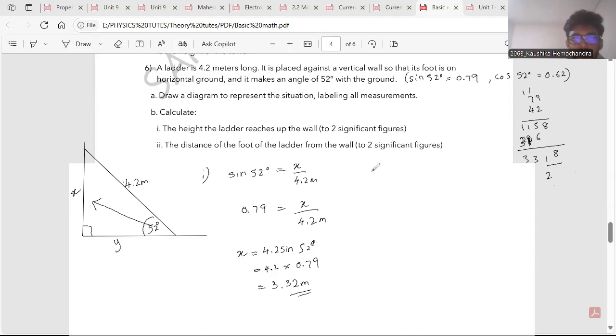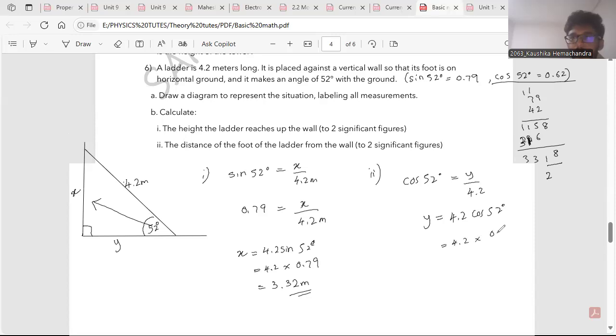Right? Then for y, you can straight away write y is adjacent over. You can take either hypotenuse or tan theta, but tan theta is not given. So you have to take cos 52. Cos 52 is adjacent over hypotenuse. Y is equal to 4.2 cos 52.